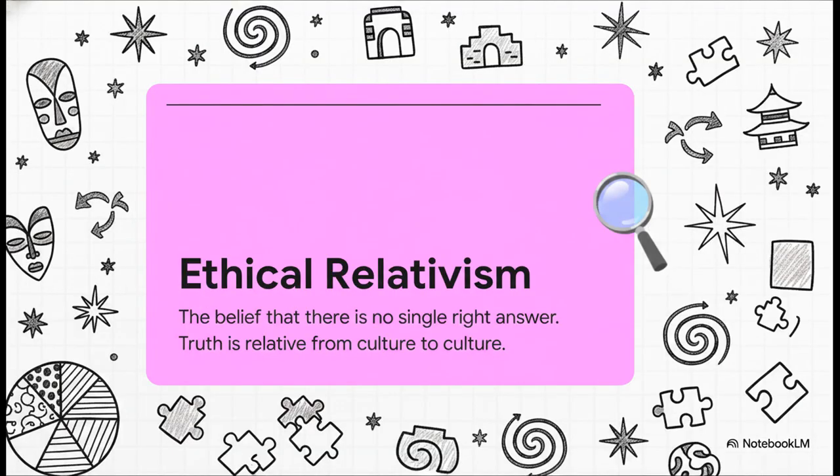Now, on the complete opposite end of the spectrum, you have ethical relativism. This viewpoint says, nope, there is no single rulebook. Instead, every culture, every community gets to have its own, and each one is just as valid as the next. The truth? It's all relative.